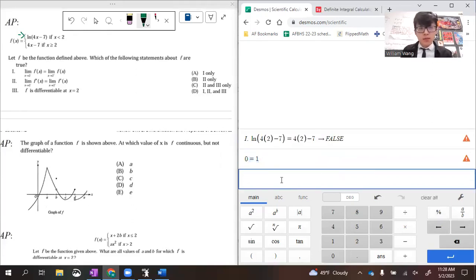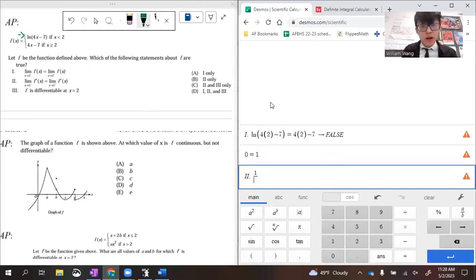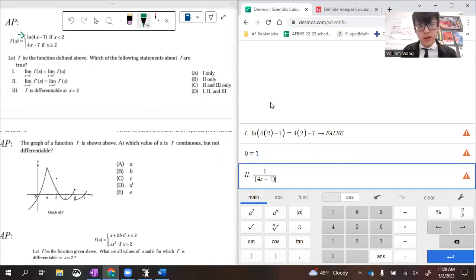All right, statement 2, the limit from the left of the derivative is equal to the limit from the right of the derivative. Well, let's take my derivatives. The derivative of ln of 4x minus 7 is 1 divided by 4x minus 7, and I'm going to multiply. Notice this requires a chain rule, because I have an outside ln of 4x minus 7, and the inside function is 4x minus 7. I multiply by the derivative of that, so I multiply by 4.